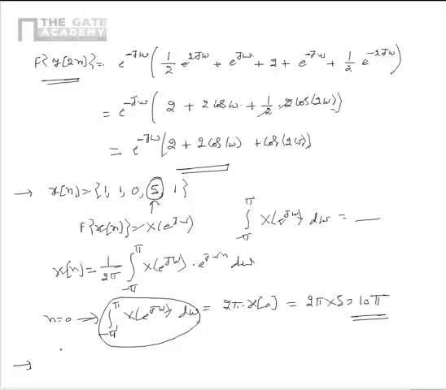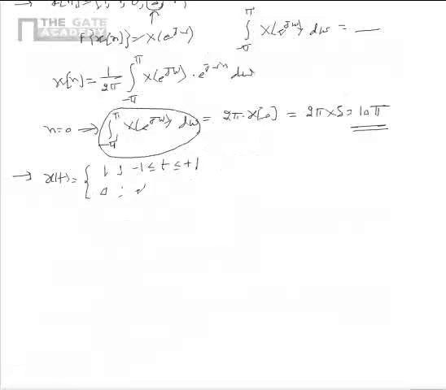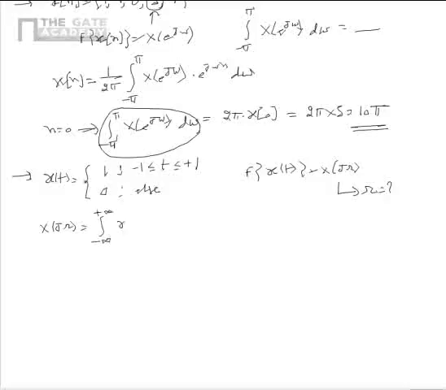Now let us consider another problem, as per which there is a signal x of t given as 1 for minus 1 less than or equal to t less than or equal to plus 1, 0 otherwise. It's given that the Fourier transform of x of t is X of j omega. Here we have to find a value of omega for which X of j omega is 0. We know that X of j omega can be written as integral minus infinity to plus infinity x of t multiplied by e power minus j omega t dt.